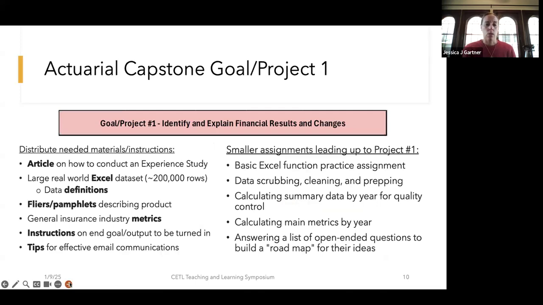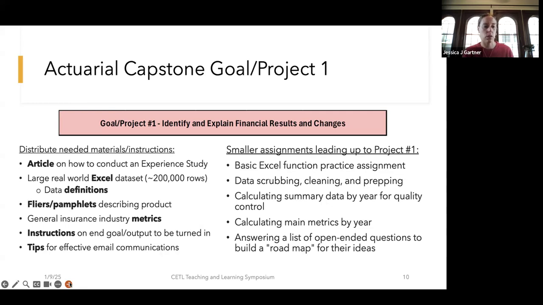And in order to do that, Suzanne had before all the things that she distributed and the small check-in points for her project. I'm going to do the same thing here. So for that first goal where they're just identifying and explaining financial results in the Excel file, in the past, if I just give the Excel file out, students immediately feel overwhelmed. I know that's the case. It's just a really big file. Many of them may not have ever even opened Excel before. We have a wide variety of student abilities in our classes.